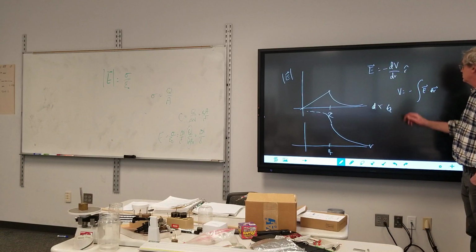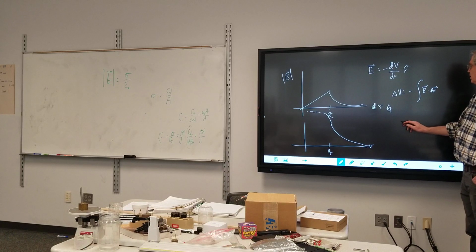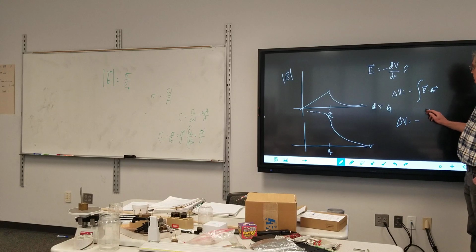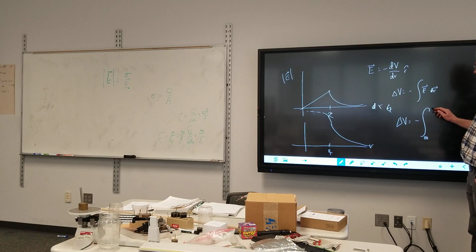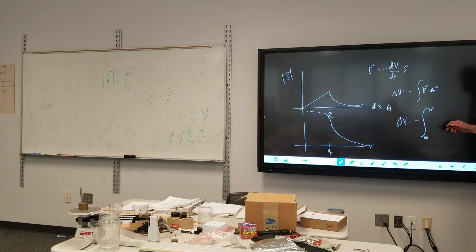Also, that should be delta V. Or delta V is equal to the negative integral from infinity to some position R of E dot dr. I know that dr is pointing this way, same direction as my electric field, because it's a positively charged object. And so this is just the negative integral from infinity to r of E dr.